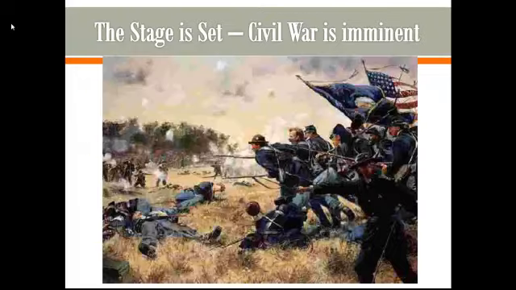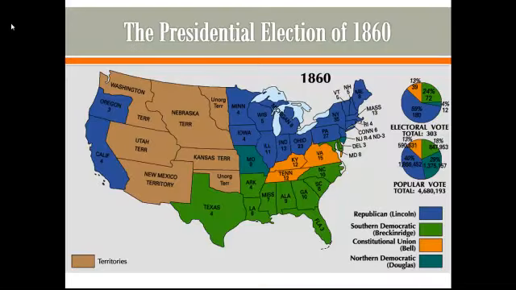So by the year 1860, the stage is basically set. Tensions have reached their highest level, and civil war is almost imminent. The last straw is going to be the presidential election of 1860. In 1860, 4 people run for the presidency. A new party, the Republican Party, decided to run Abraham Lincoln of Illinois, using the fame of the Lincoln-Douglas debates to catapult him into the presidency.